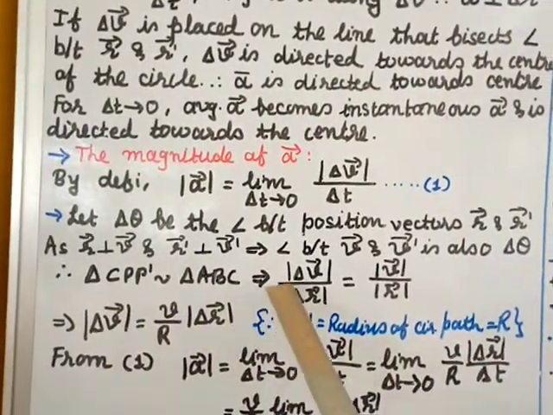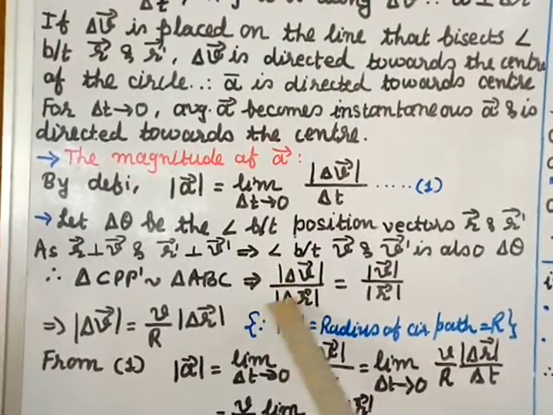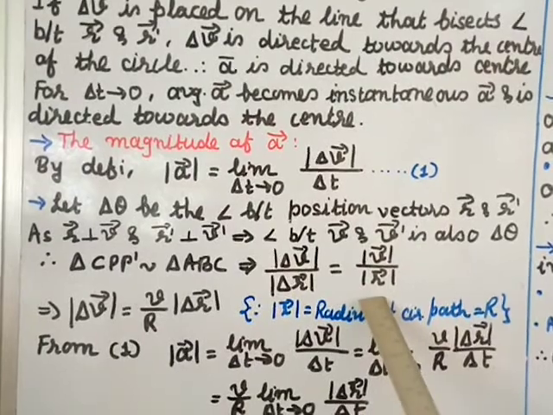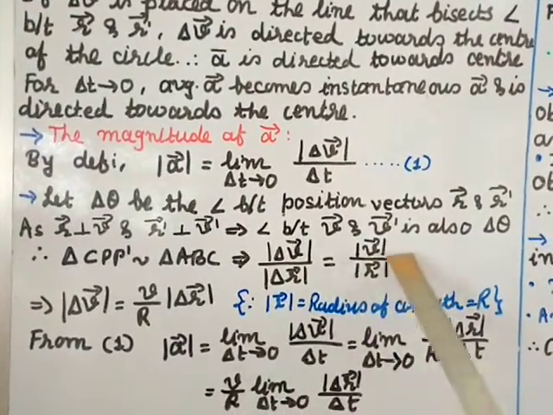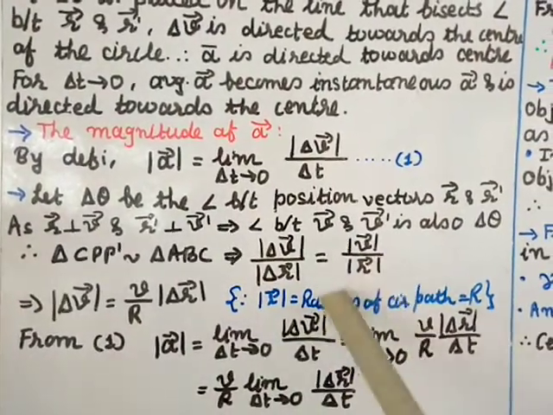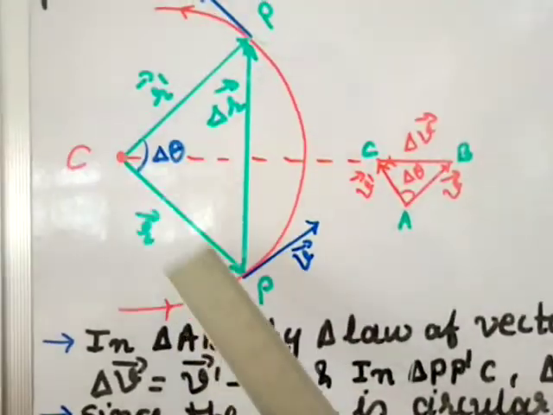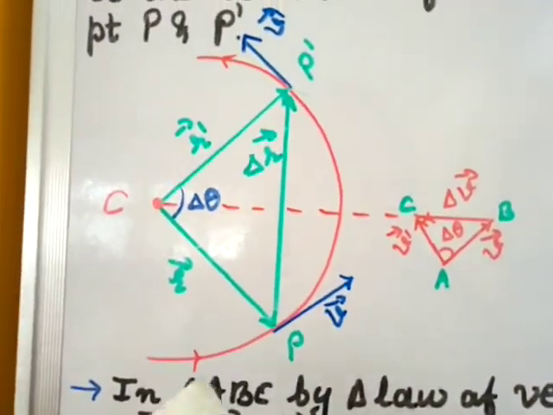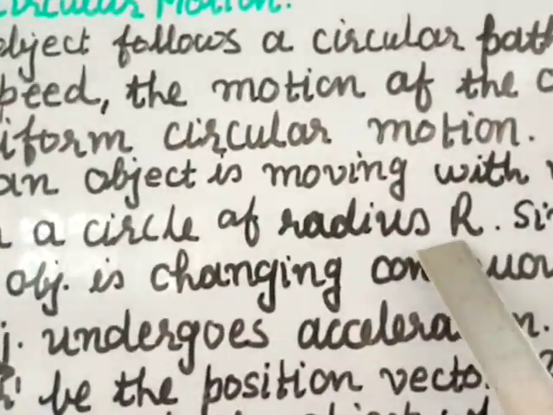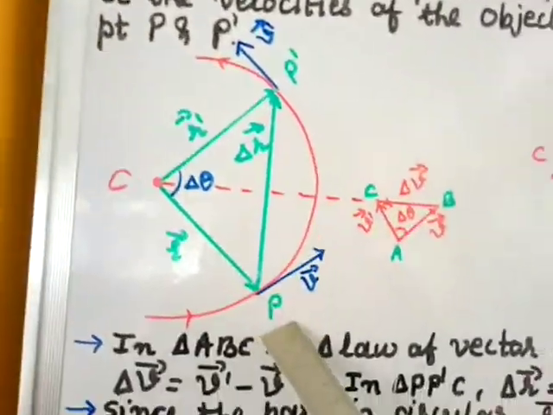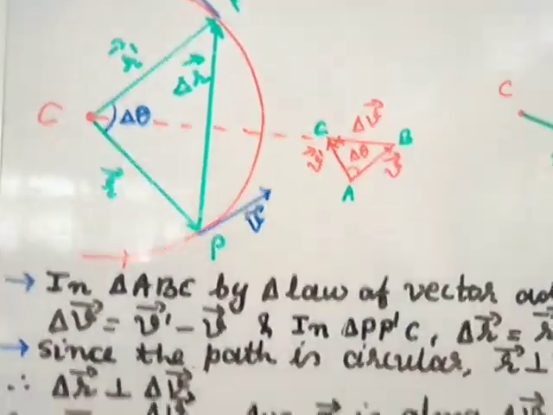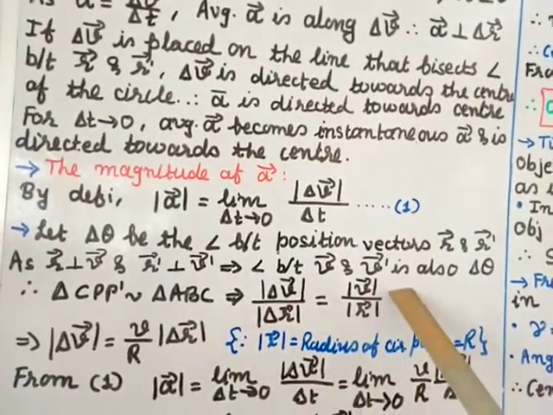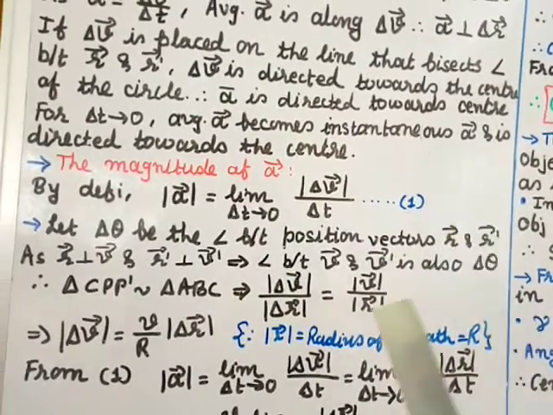This implies magnitude of delta V divided by magnitude of delta r is equal to magnitude of V divided by magnitude of r. Delta r you transfer over here. This r is your position vector, and its magnitude is equal to the radius of the circle, which you are taking as capital R. So the magnitude of CP, that is r, can be taken as capital R, the radius of the circle. So I will transfer this delta r here and put this value as capital R.